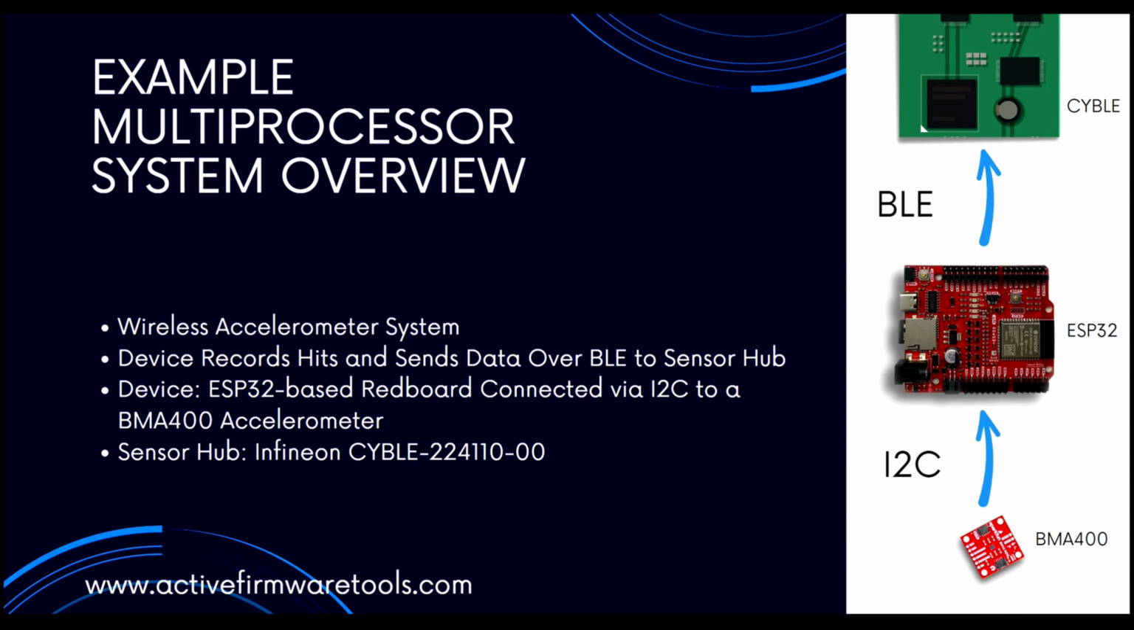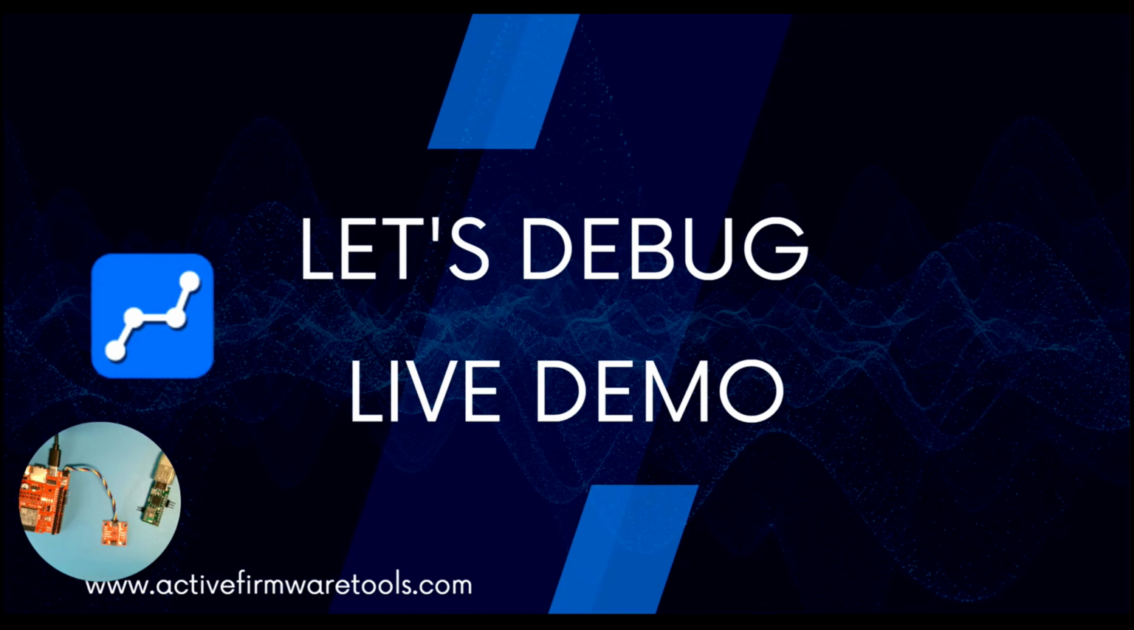The accelerometer is a BMA 400 accelerometer. It's a really cool little device. It is attached to a breadboard from SparkFun. It's hosted with an ESP32 processor on it, and it's connected over an I2C bus to this accelerometer. That ESP32 board then does all the gathering of the accelerometer data, does the algorithm to figure out the magnitude, and creates a packet basically to send across the wireless Bluetooth Low Energy link, the BLE link, to the other processor, the Cypress BLE 224110 module. So this is the nature of our system. We are going to go through and try to figure out how it's working and give us information on how we can debug it.